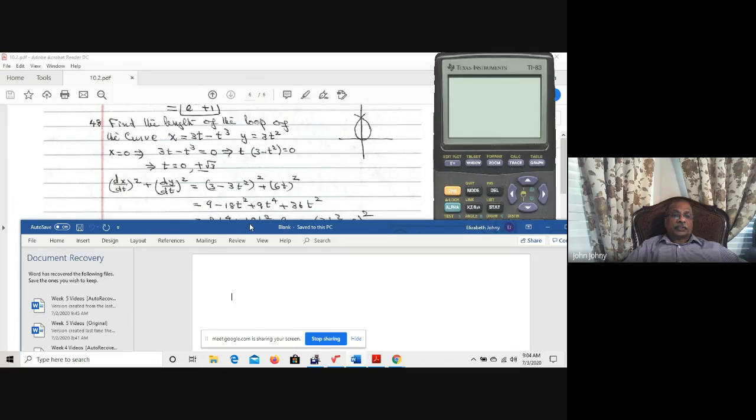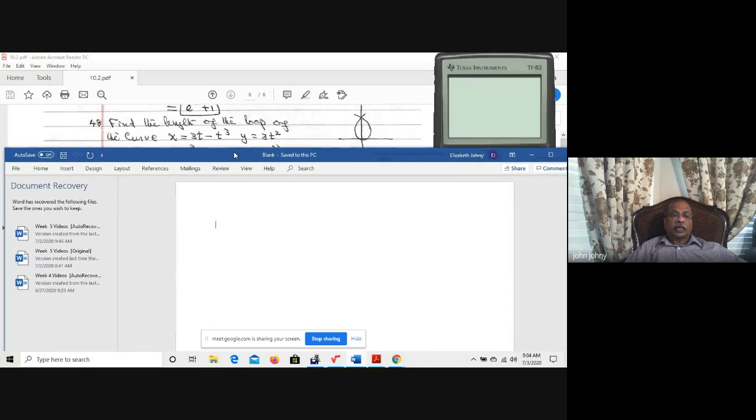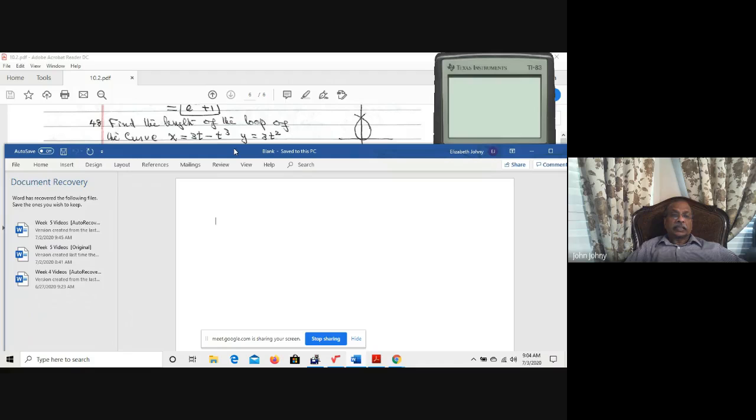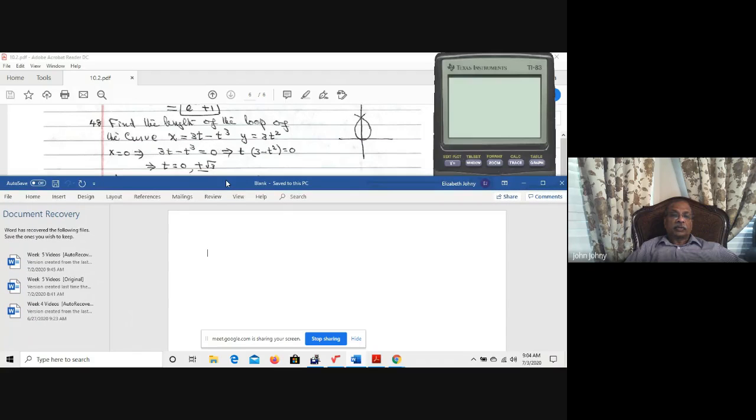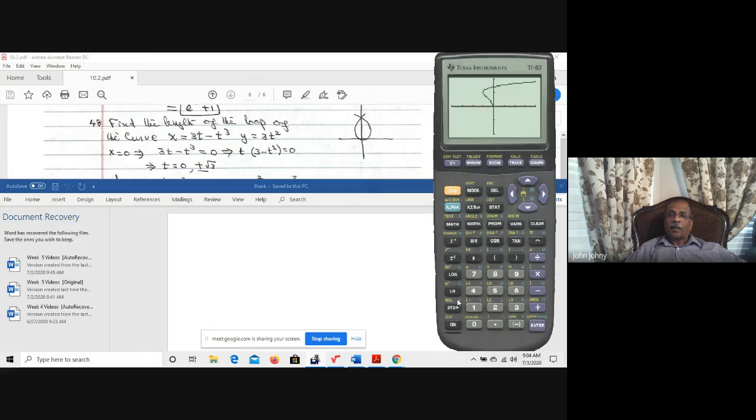Number 48. Find the length of the loop of the curve x is equal to 3t minus t cubed, y is equal to 3t squared. And the first step, you draw this curve and see how it looks like. x is equal to 3t minus t cubed, y is equal to 3t square.